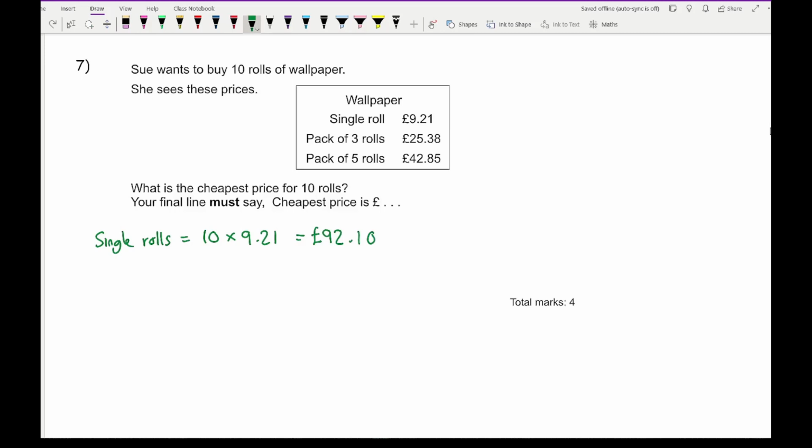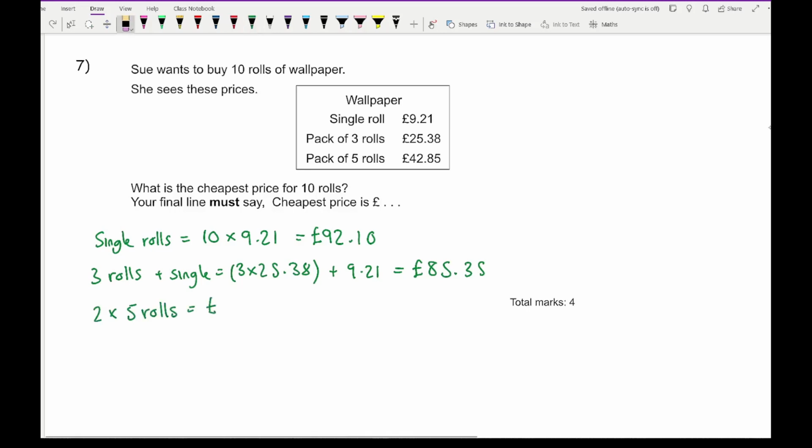We could buy 3 rolls, so 3 rolls plus a single, and the price of that would be 3 times £25.38 plus £9.21, and that comes up to a total of £85.35. So that's starting to be cheaper. And then we buy 2 packs of 5 rolls, and that's going to be 2 times £42.85, and that comes up to a total of £85.70. So which one's cheapest?